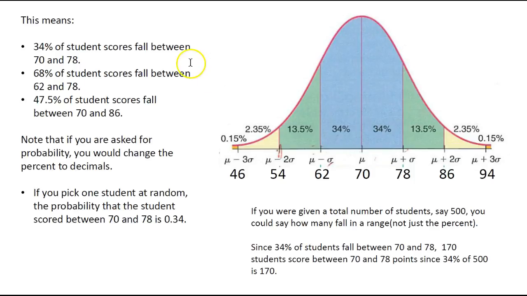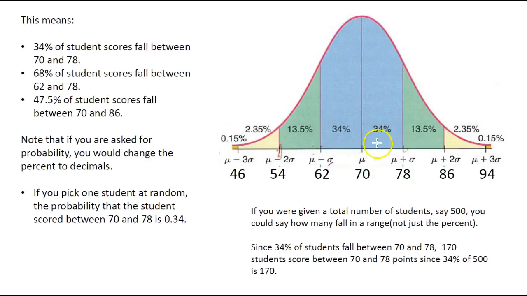So you can interpret this as 34% of the students fall between 70 and 78 points. You can see that here. You can also say that 68% of the students fall between 62 and 78. You can get that by adding these two together. Another example is 47.5% of students fall between 70 and 86. If you add these two together, you get the 47.5.